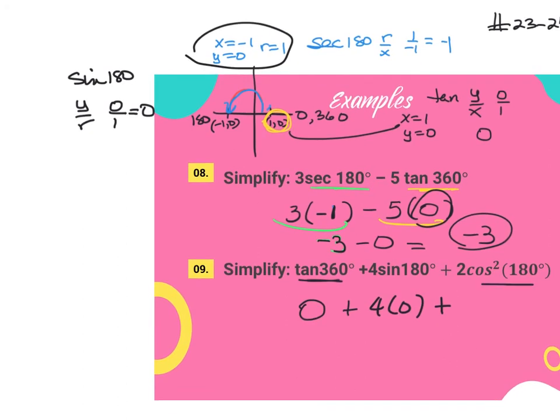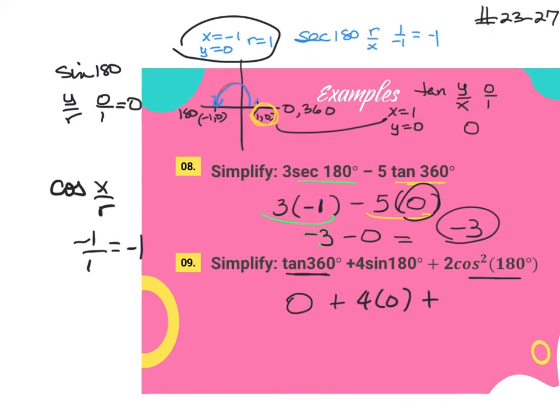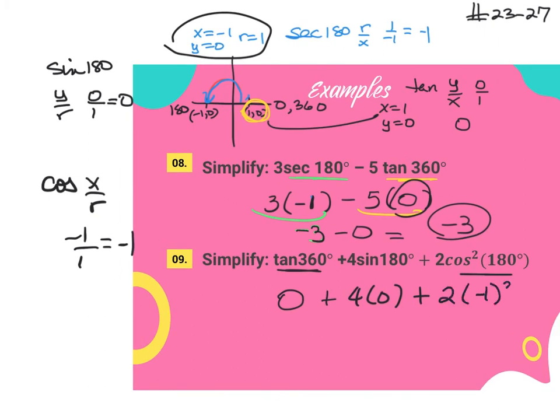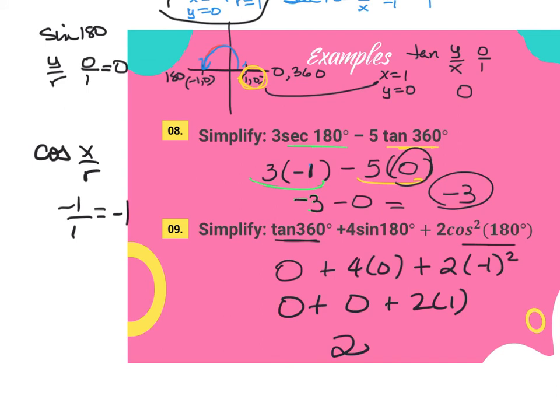I now need to do cosine of 180. Cosine is going to be x over r. Negative 1 over 1 simplifies to negative 1. Notice it's cosine squared, so when I put it in here, I'm going to do negative 1 squared. So 0 plus 2 times 1, because negative 1 squared is positive 1. And then my final answer is just 2. So you'll have to figure out, without a calculator, using those ordered pairs that are sitting on the axis.